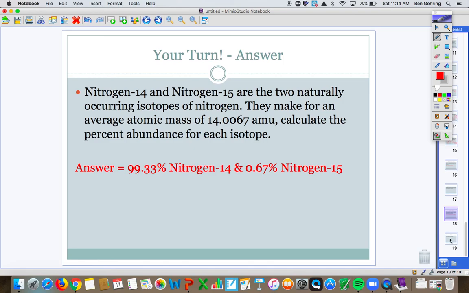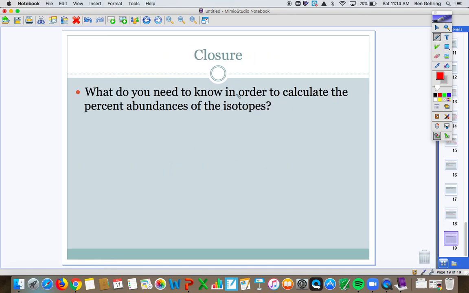To close things out, I would simply like you to tell me what you need to know in order to calculate percent abundance of isotopes.